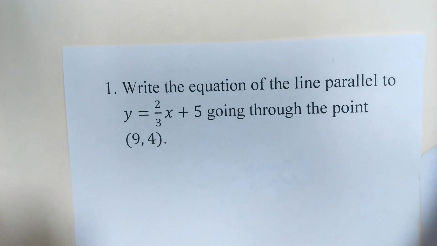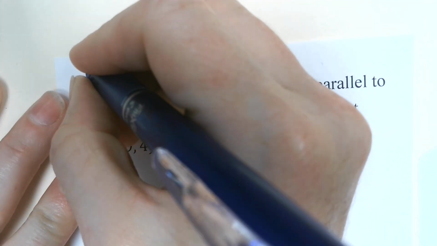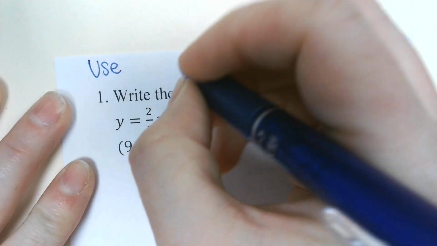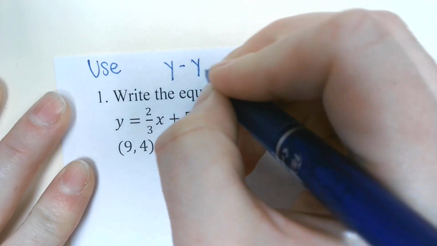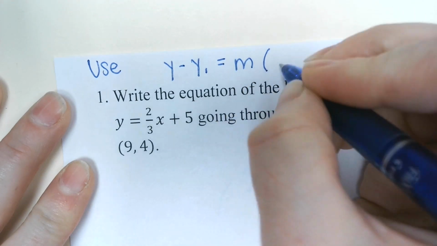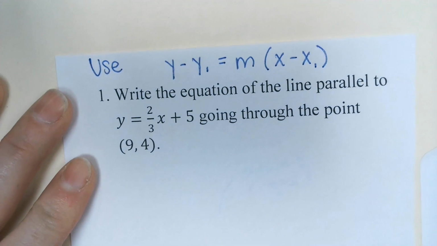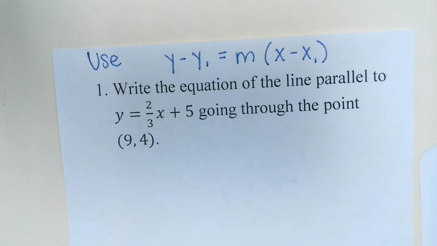We have spent a lot of time writing equations using that point slope form, so we are going to use it again. So go ahead and write y minus y1 equals m parentheses x minus x1. So when we are writing equations, we're going to use this point slope form.